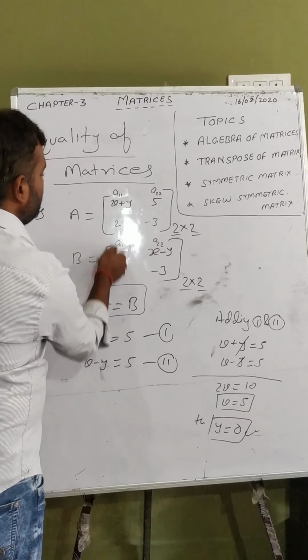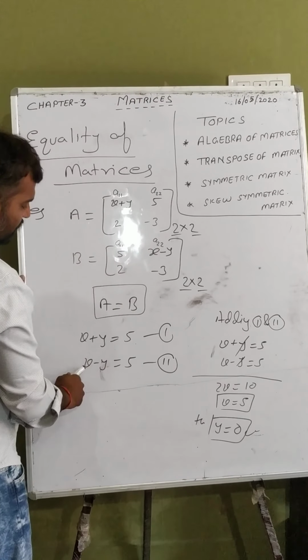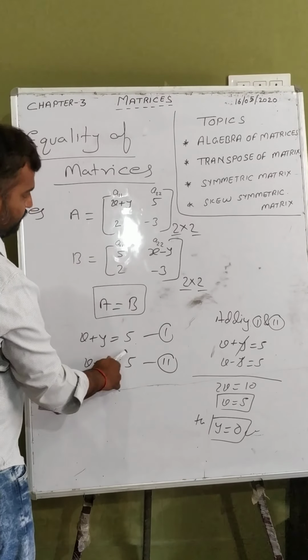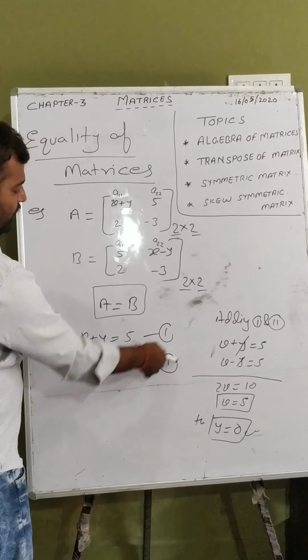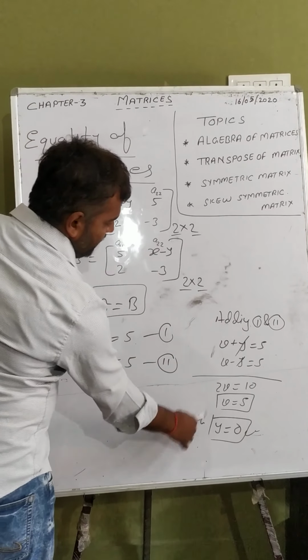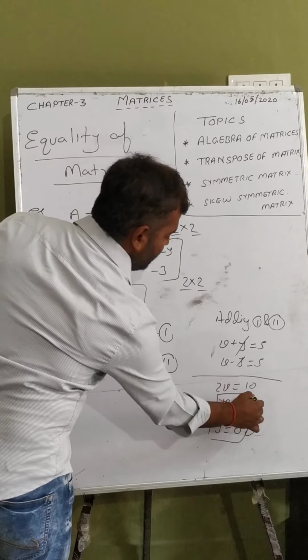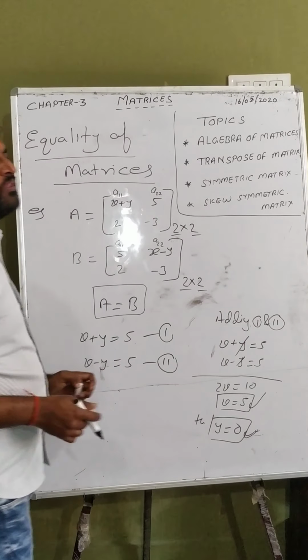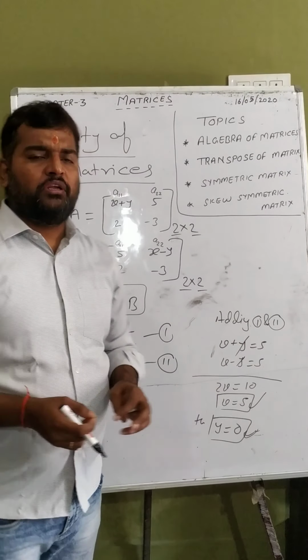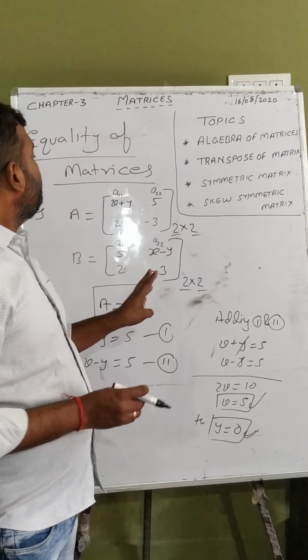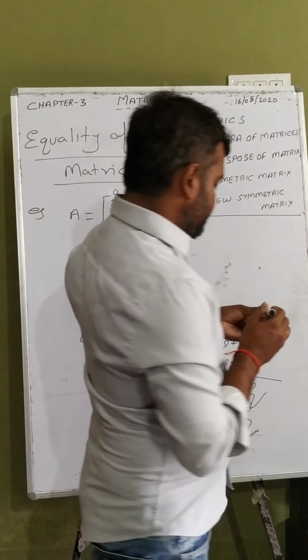And clearly we have to equate these two elements. So we can write here x plus y equals 5 and x minus y equals 5. Solving these two equations, we can find the values of x and y. We are getting x equals 5 and y equals 0. Many questions are given in your textbook on the equality of matrices.